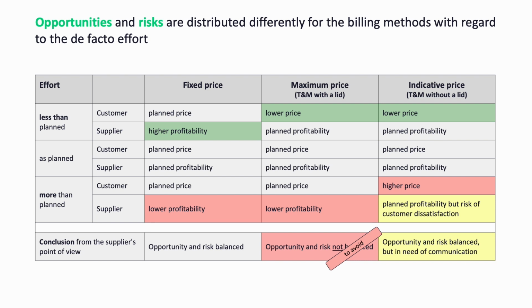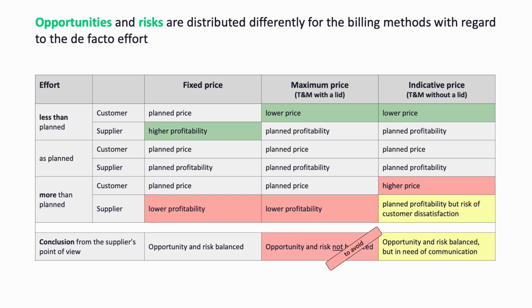Even with the target price or T&M without cap, right column, opportunities and risks are balanced. The variability here lies with the customer, because while the supplier always closes with the planned profitability, the customer pays a lower or higher price depending on the supplier's efficiency. The only small imbalance here is that a higher price than expected requires communication at least once.